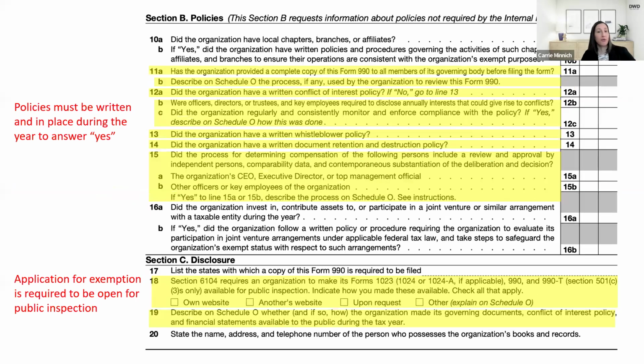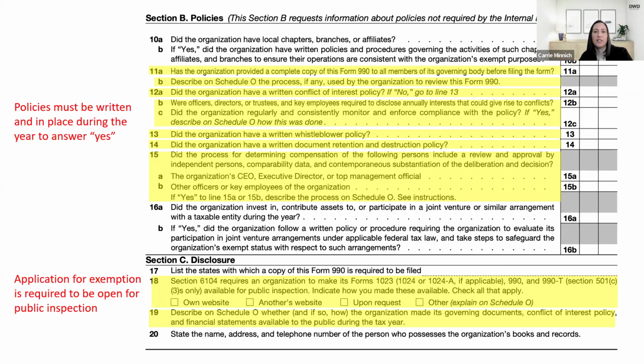Continuing on with the governance section, the crown jewel section of the 990, the IRS asks about several different policies that are in place. Now, these policies, as you can see at the top here, are not required by the Internal Revenue Code. However, the IRS is asking about them. So if they're asking you about them, it's probably something that you want to have in place. Now, in order to answer yes, you have to make sure that these policies are in written form and were in place during the year. So if you decided, oh, we don't have this policy, let's just quickly put it in place, it's in place now, that doesn't count to answer yes.